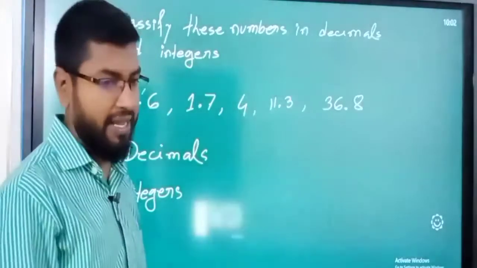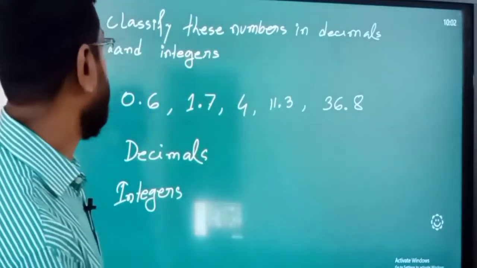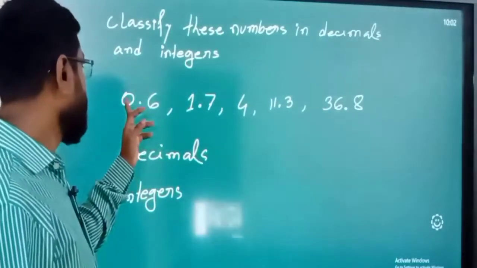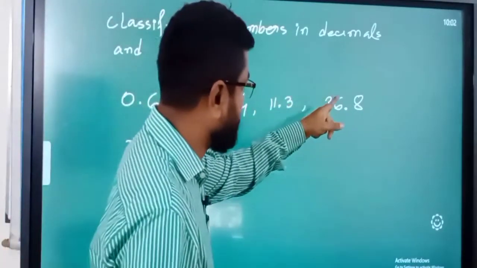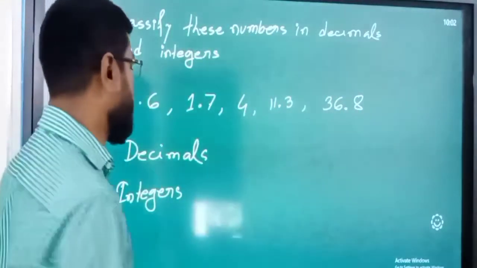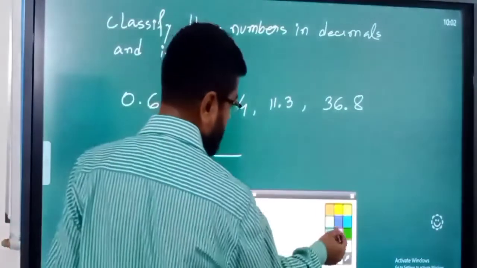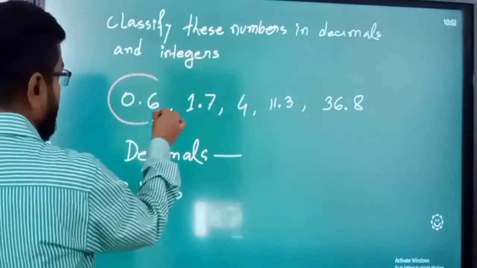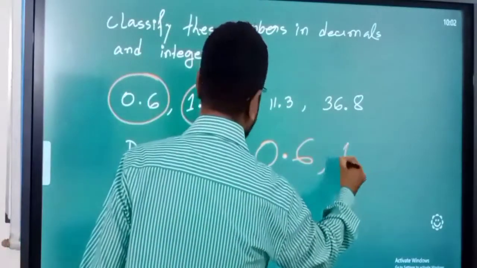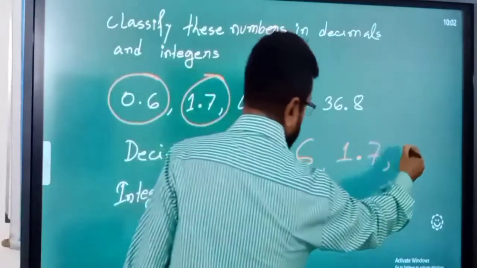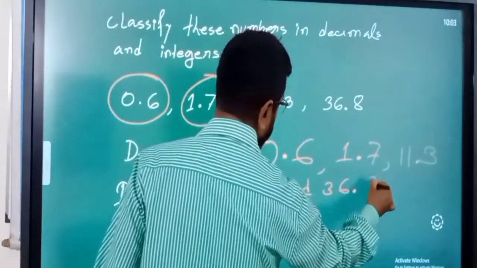Now see in this page, down below, there are some numbers. Classify these numbers into decimals and integers. See 0.6, 1.7, 4, 11.3, 36.8. Which numbers are decimals? Yes, the first one is decimal, 0.6. Then 1.7 is also decimal, then 11.3 and 36 point 8.